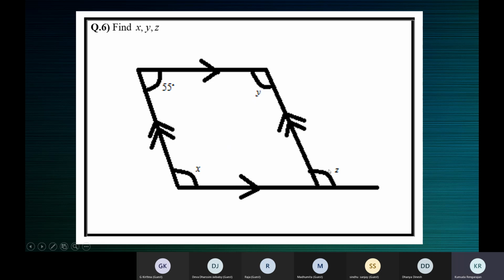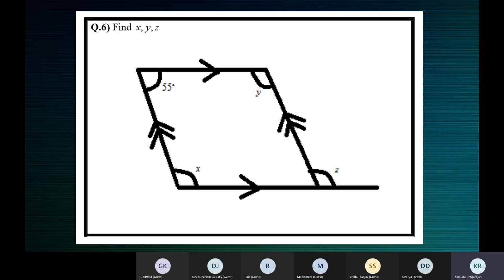So you can find Z using the property of corresponding angles. X is equal to Z. Corresponding angles are equal. So X is 125 degrees. Z is also 125 degrees. Or you can say Y is equal to Z.